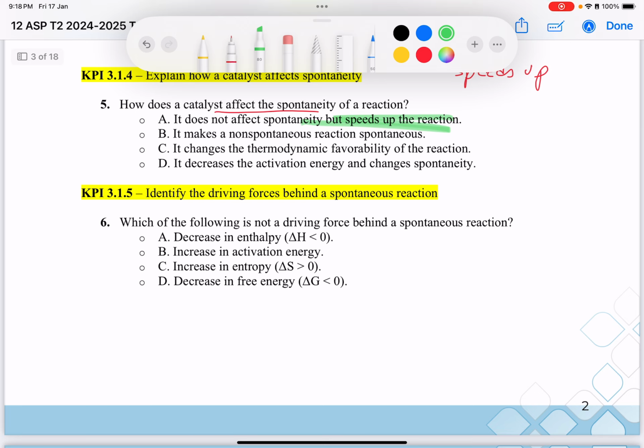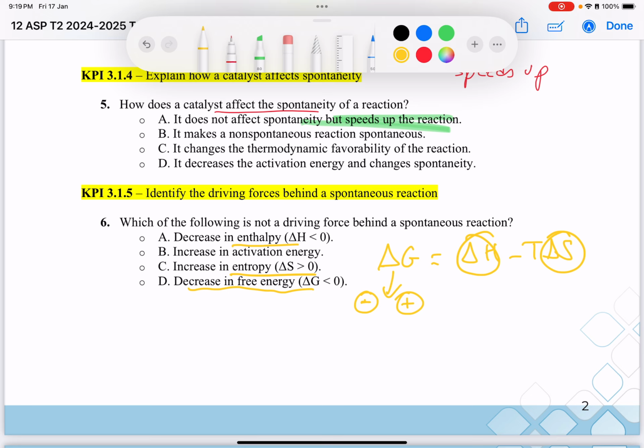Which of the following is not a driving force behind a spontaneous reaction? So delta G equals delta H minus T delta S. Enthalpy affects the spontaneity of a reaction. Also entropy. The signs of these two will determine if delta G is going to be negative, spontaneous, or non-spontaneous.